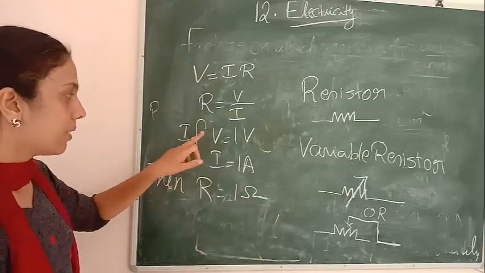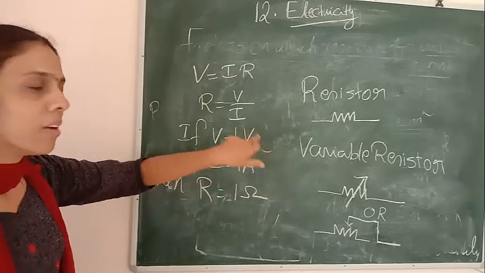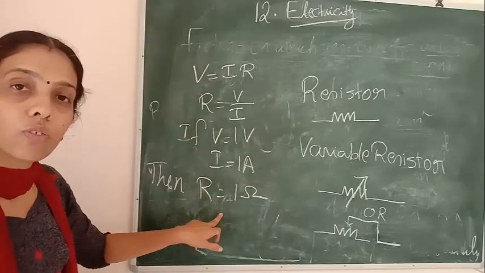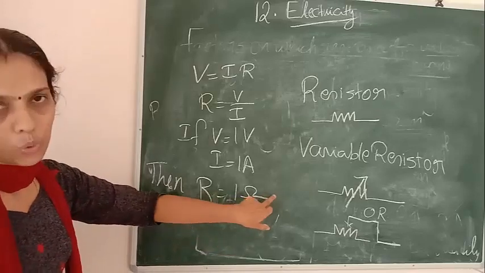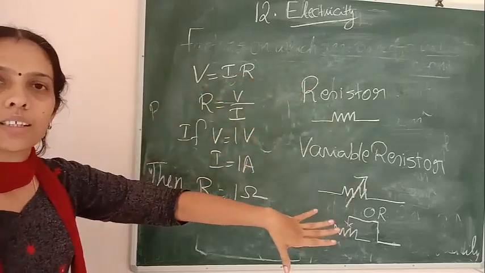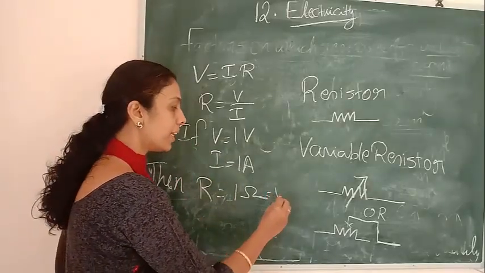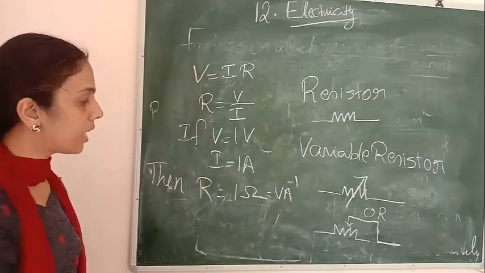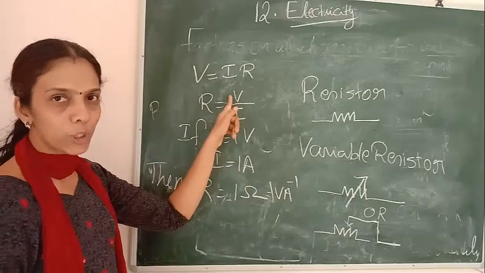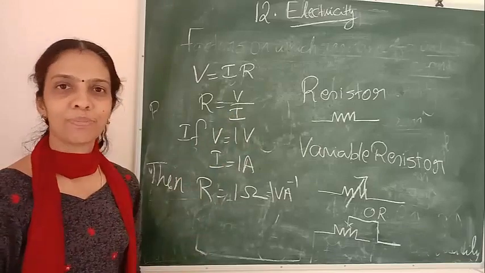Clear now? I'll tell you once more. If 1 ampere current flows through the circuit which provides a potential difference of 1 volt, then the resistance offered in the circuit is called 1 ohm. Due to 1 volt of potential difference, if only 1 ampere current is flowing through the circuit, the resistance in the circuit is called 1 ohm, which is equal to volt per ampere. Clear? Volt per ampere, from where did we get it? Potential difference is volt and I is ampere. So, volt per ampere. Clear now?